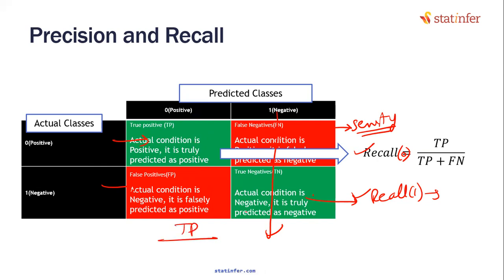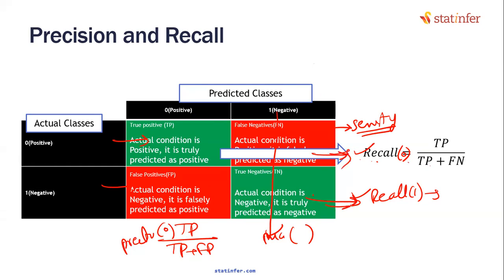True positive divided by, try to come up with the formula. True positive plus false positive. This is known as precision. That means out of all the shots that you have taken, how many are right? How many of them are you rightly hitting? So this is known as precision of class 0. This is known as precision of class 1.